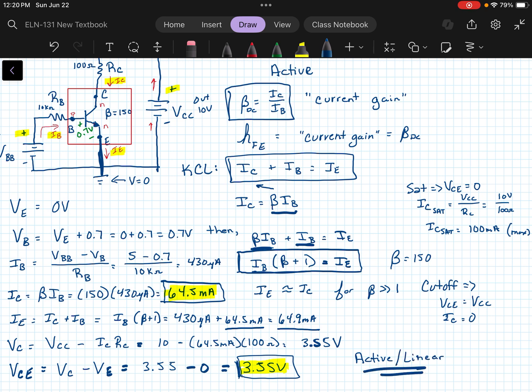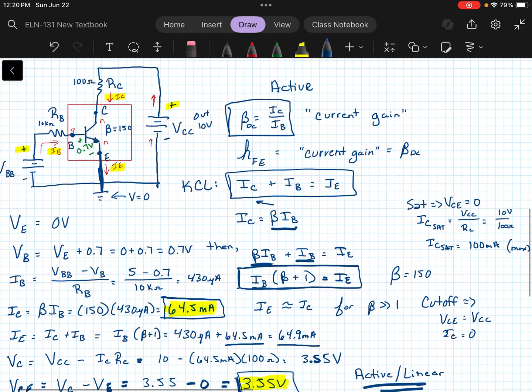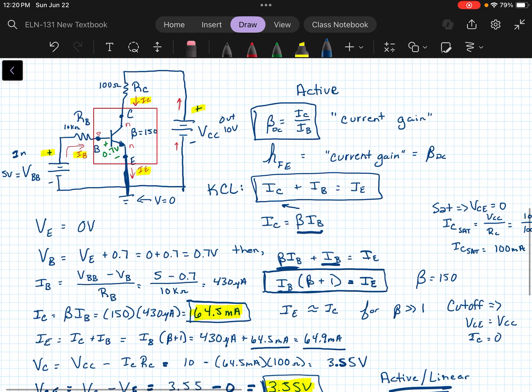for this BJT. Okay, I will post more videos with some extra problems to work, but hopefully that gives you a good idea of the basics of a BJT transistor.